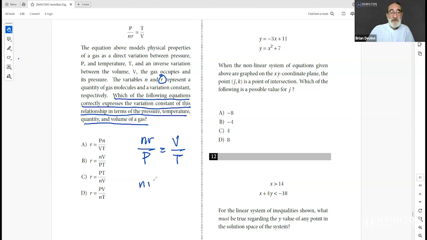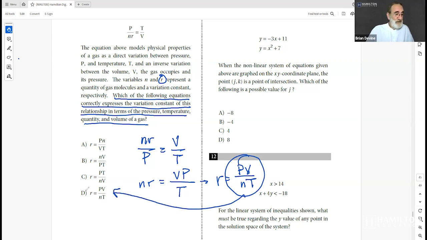So multiply both sides by P. I've got NR equals VP over T. Divide away the N. So R has to be, well, they wrote it this way, PV over NT. So R equals PV over NT. Then D must be the answer, and I got hiccups. But D's still the answer, despite my hiccups.